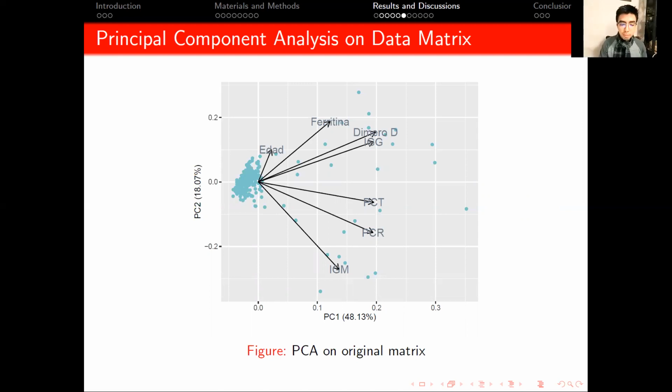We can further notice that the people on the upper right of the graph have high values of ferritin, D-dimer, and IgG, while people on the bottom right have high values of PCT, CRP, and IgM.